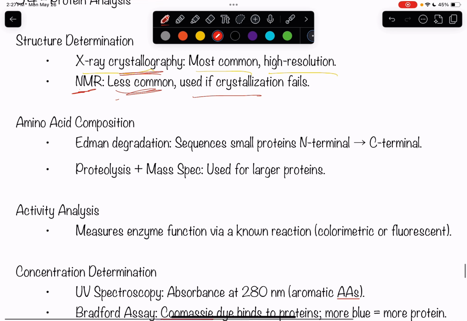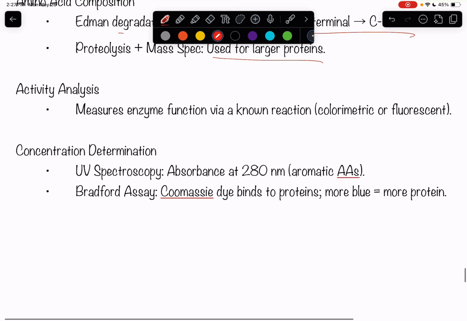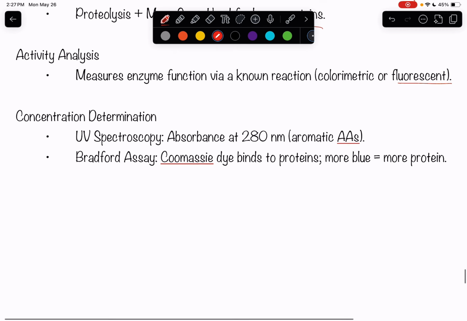Next we're gonna look at amino acid composition. So Edman degradation sequences all small proteins, and protease plus mass spec is used for larger proteins. And for activity analysis, we measure enzyme function via a known reaction, okay? So again, like fluorescence. And then now we go through concentration determination.